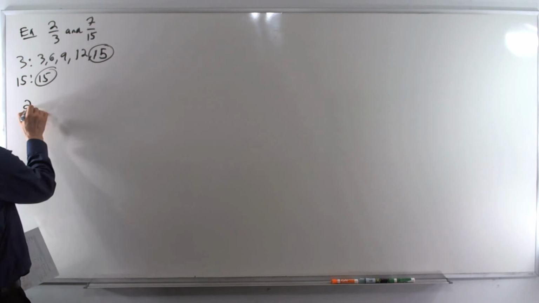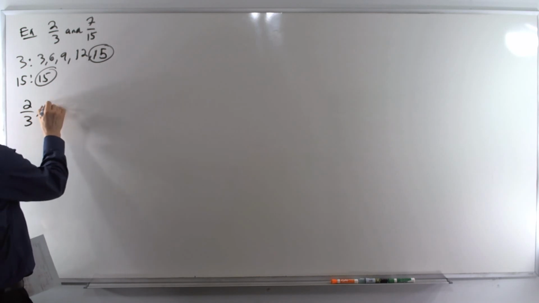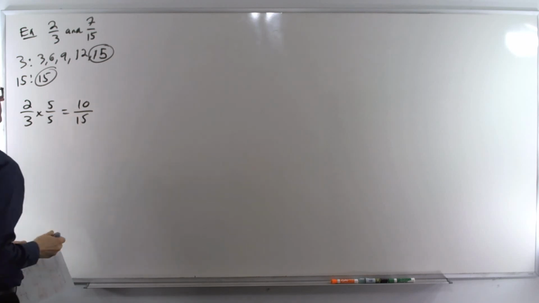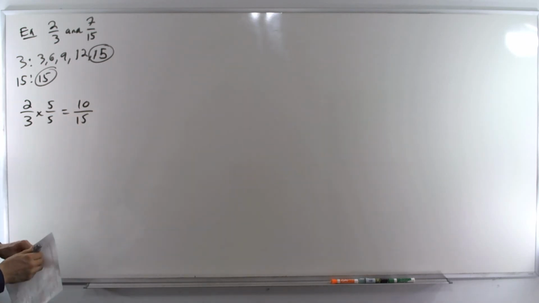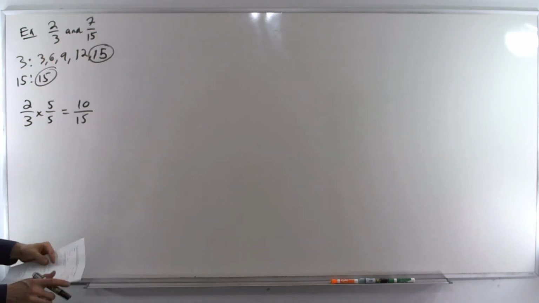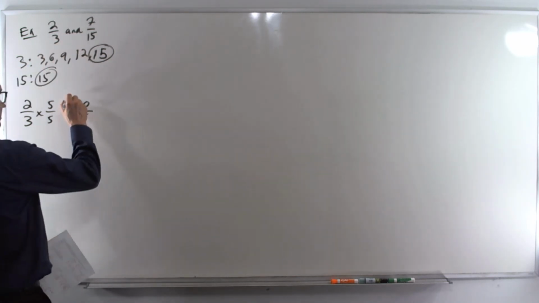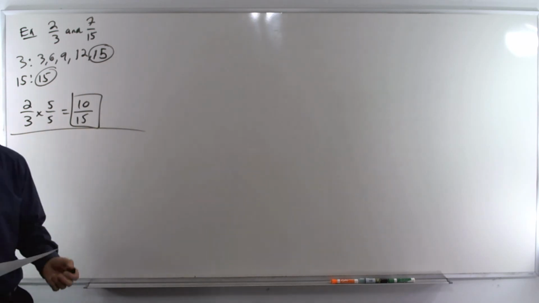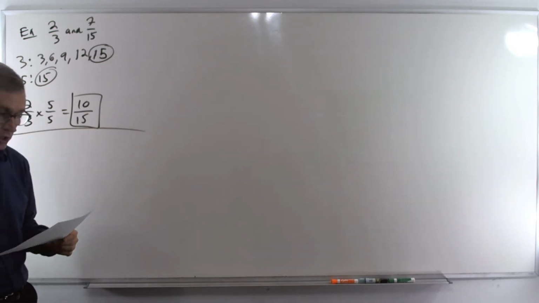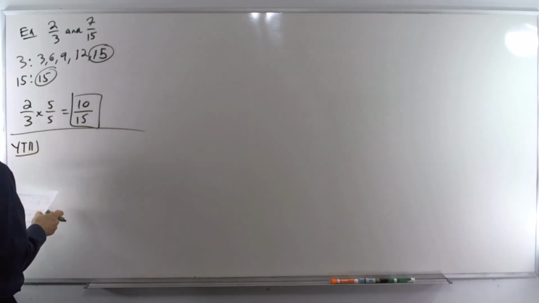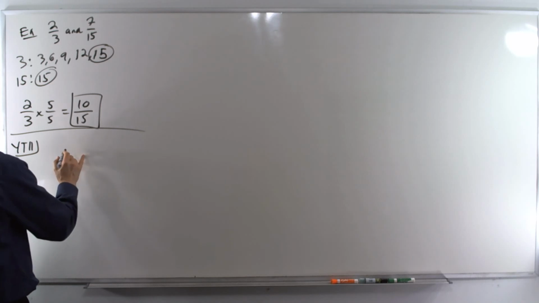So we take 2/3 times 5 over 5 and get 10 over 15. So there's our new fraction with 15 in it as the denominator. Now the other fraction already has 15 as the denominator, so that one stays as it is. And there's the one we need to change. So 10/15. Your turn, number 11.